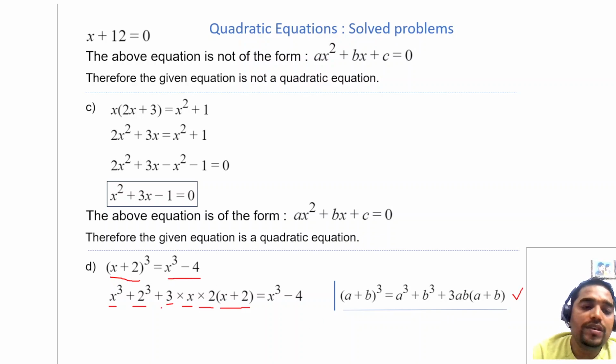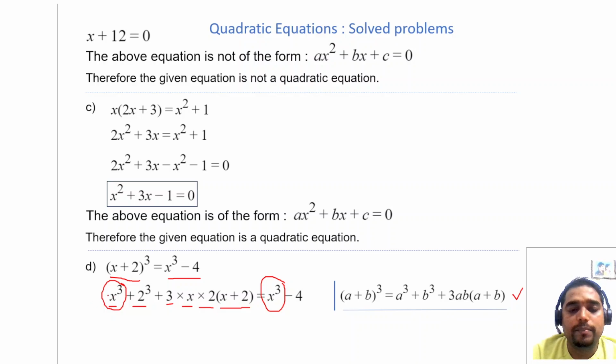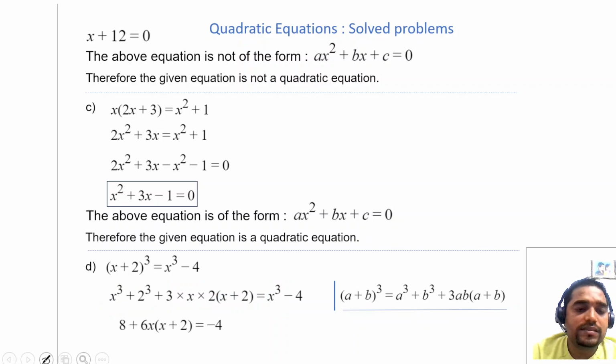Now what do we see? We see that there is an x^3 term here in the LHS and an x^3 term in the RHS also, which means these two can be cancelled because the coefficient of both the terms is 1. So here it is 1x^3 and 1x^3, similar to 1 apple and 1 apple. If you cancel the x^3 term, then we are left with 2^3, which is 8, plus 3 into x into 2, 3 twos is 6, multiplied by x is 6x, into (x + 2) is equal to -4.